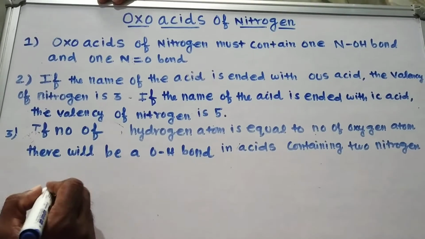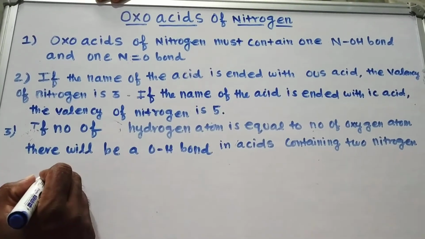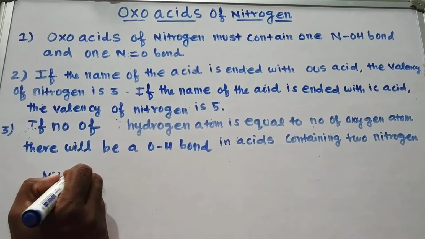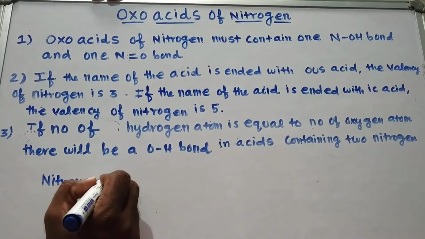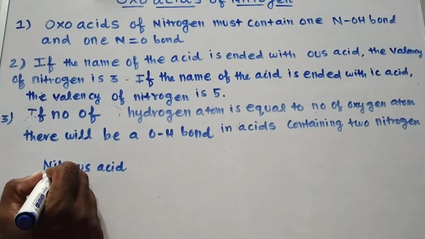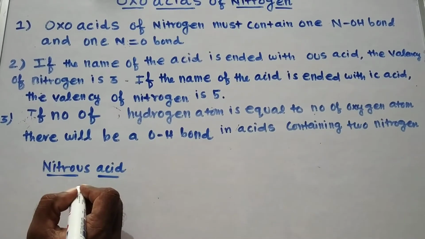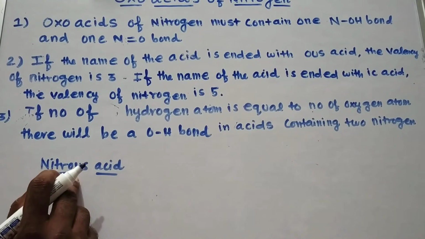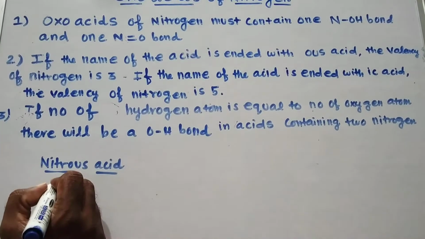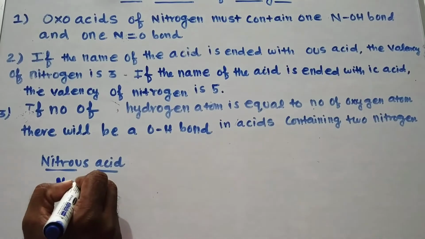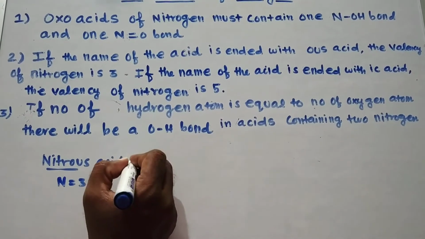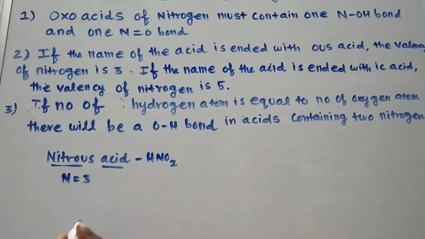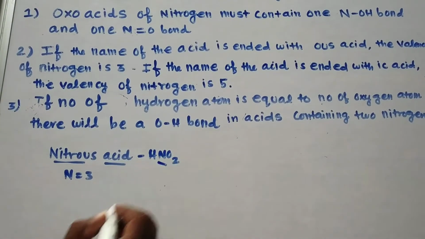First of all, we are going to see nitrous acid. Just first of all, look at the name, nitrous. Therefore, the valency of nitrogen is equal to 3. Its formula is HNO2.